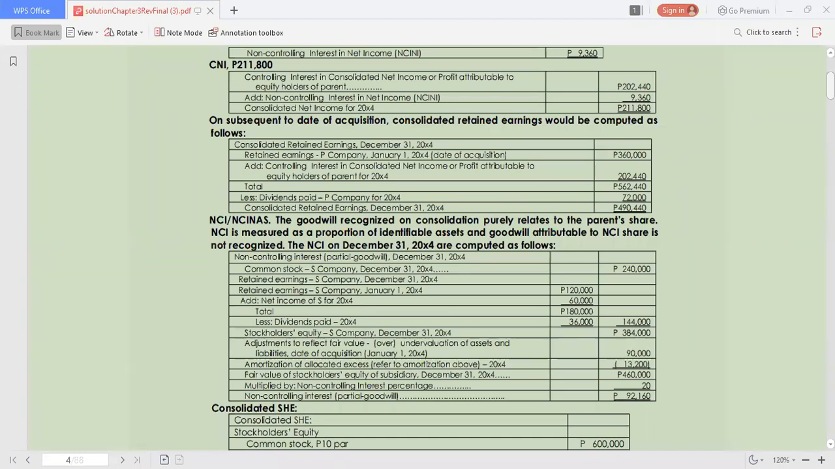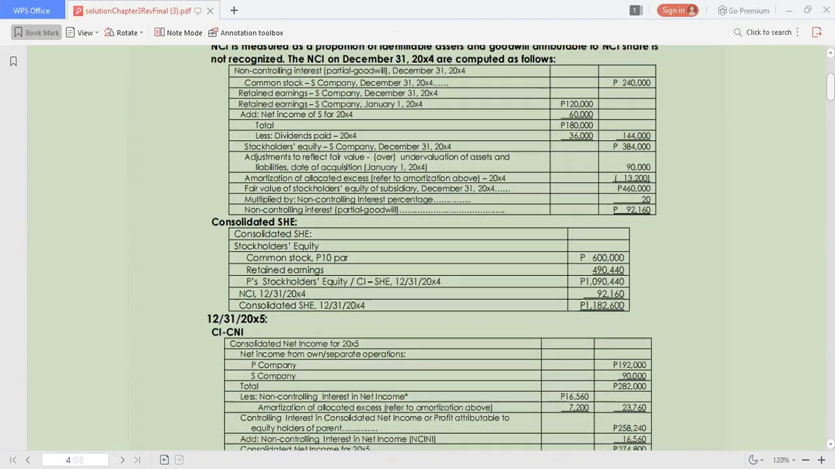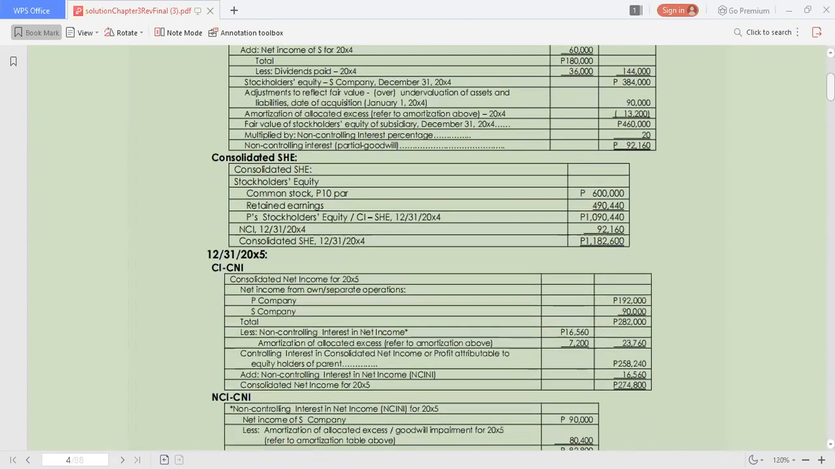So we have now the non-controlling interest under partial goodwill of 92,160. Then in the consolidated stockholders equity, we have now the consolidated stockholders equity. The common stock is 10 par, and we have the retained earnings of 490,000. For 40, we deduct the non-controlling interest. So we have now the consolidated stockholders' equity in 20x4.